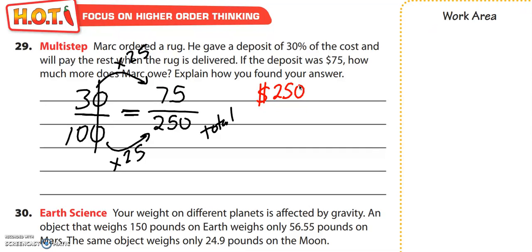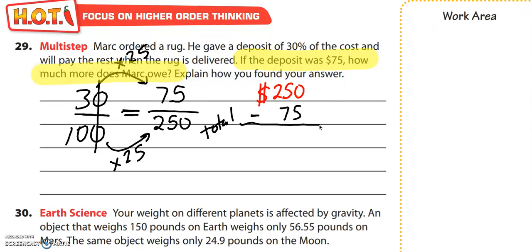Well, let's reread the question here and make sure we can figure out why. It says, if the deposit was $75, how much more does Mark owe? The question doesn't say how much is the total. If the question said what was the total cost of the rug, the answer would be $250. But it says how much more does he owe? Well, how can we figure that out? Well, we're going to take $250 and we're going to subtract the 75 that he already paid. Now, as long as we subtract carefully, we'll get the right answer.